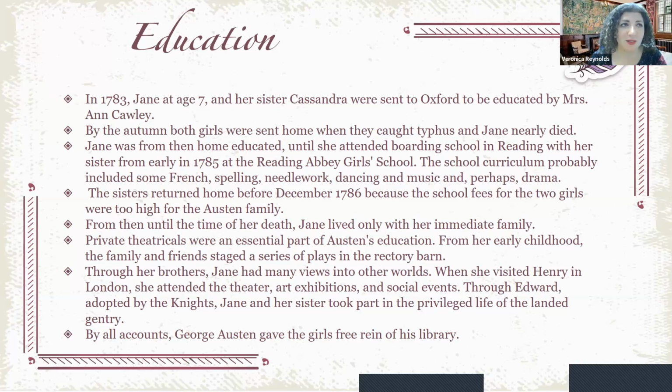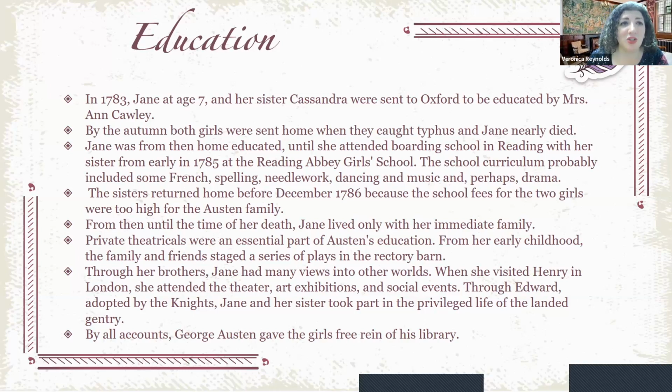She's homeschooled for the rest of the time. She only ever lived with her immediate family after that as well. She never moves out of the family home. Private theatricals, which were very popular at the time, where you would put on scenes or even just a moment from a play with friends, were a big part of the education of all the Austens. They would stage these shows, large and small, in the rectory's barn.